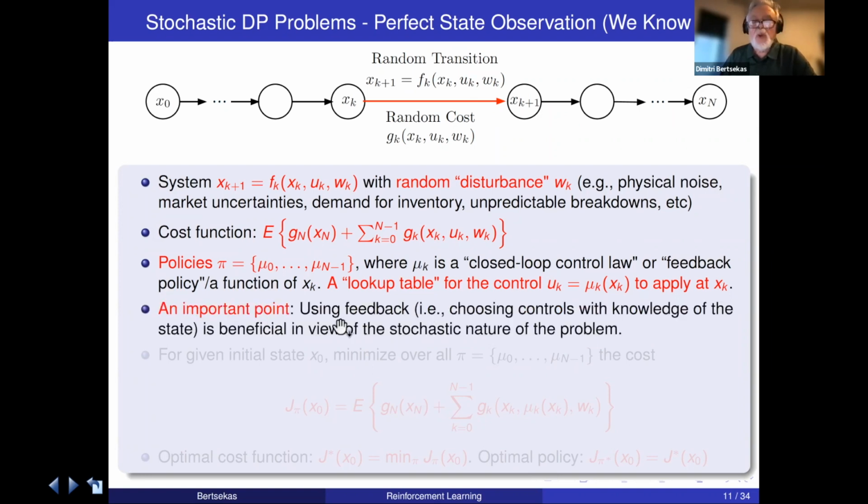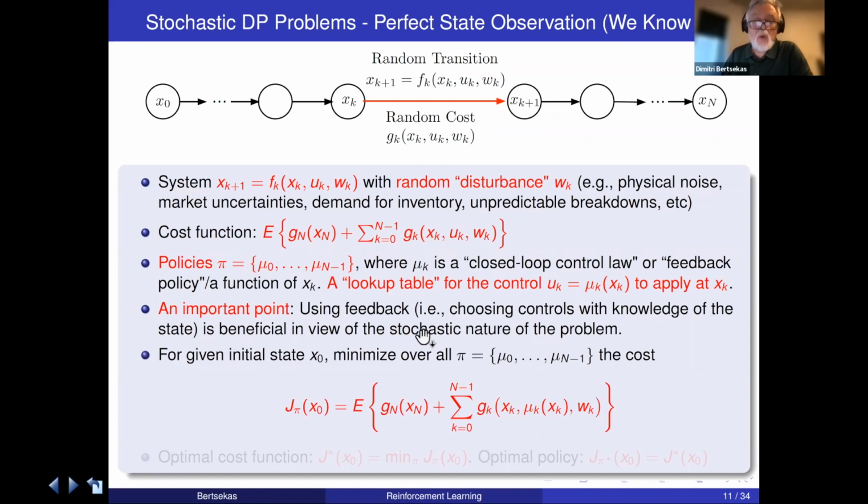So here's an important point. Using feedback, choosing controls with knowledge of the state is beneficial in view of the stochastic nature of the problem. We overcome the uncertainty by choosing controls while incorporating our knowledge, our state of knowledge. We know the states that we generate, we adapt our controls appropriately. And we optimize over all the possibilities.